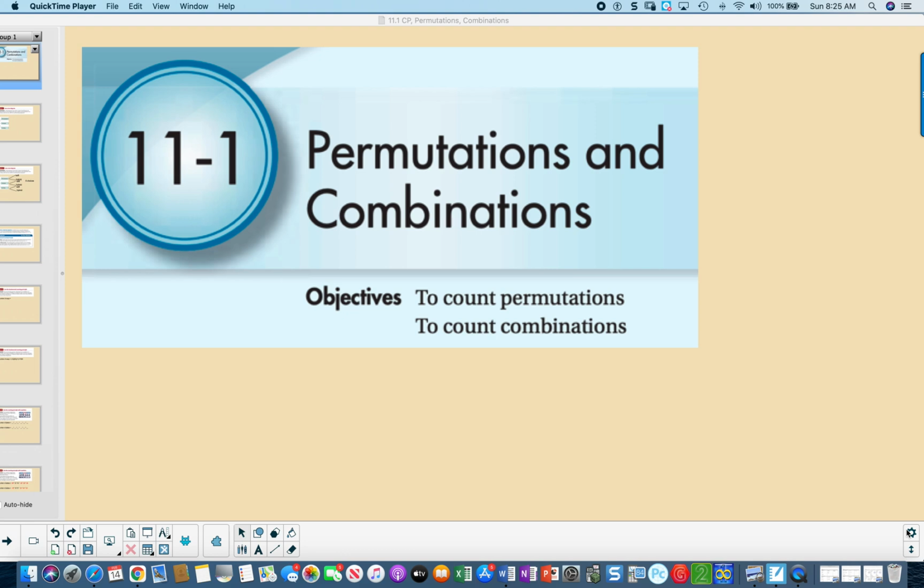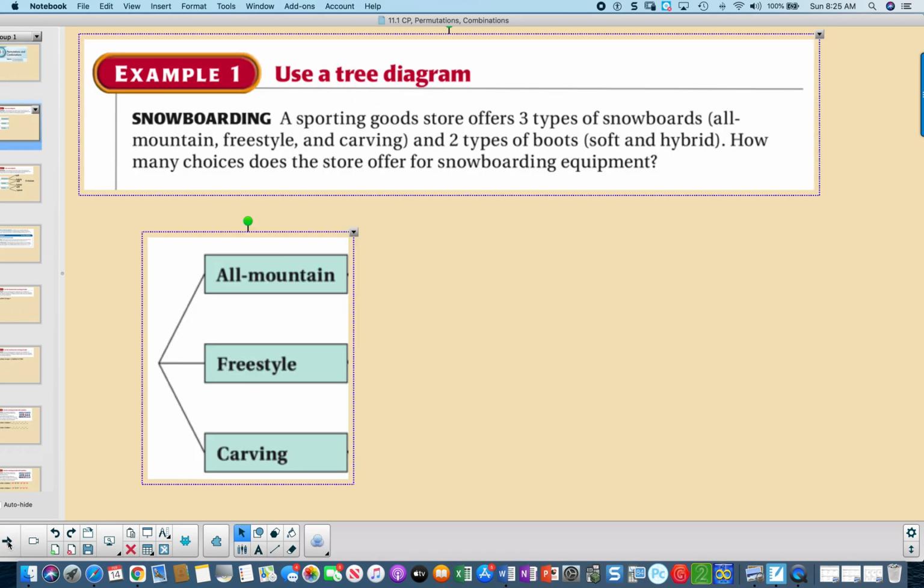Permutations and combinations. Objective: to count permutations, to count combinations. Let's take a look at this example. We have 3 types of snowboards and 2 types of boots. How many choices does the store offer for snowboarding equipment?